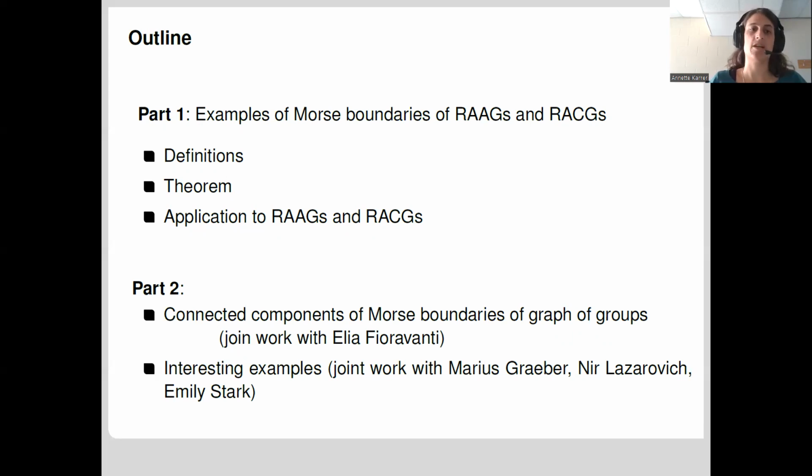So there we will study connected components of Morse boundaries of graphs of groups. This is joint work with Elia Fioravanti. And again, it is essential that the edge groups we study do not contribute anything to the Morse boundary of the ambient group. But then in the last part of part 2 of these talks, I will show you some examples where the edge group contributes something to the Morse boundary of the ambient group. And there we will see that interesting things happen. This is related to joint work with Marius Gräber, Neil Lazarowicz, and Emily Stein.